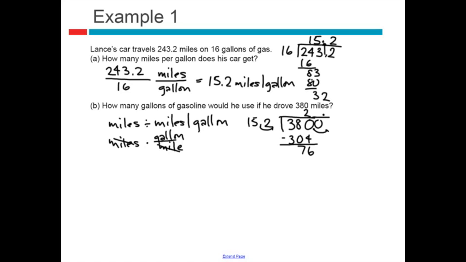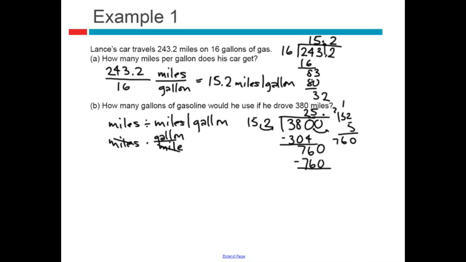I bring down the 0. And this time, 5 times 152 gives me 760. So I get 0 as a remainder.